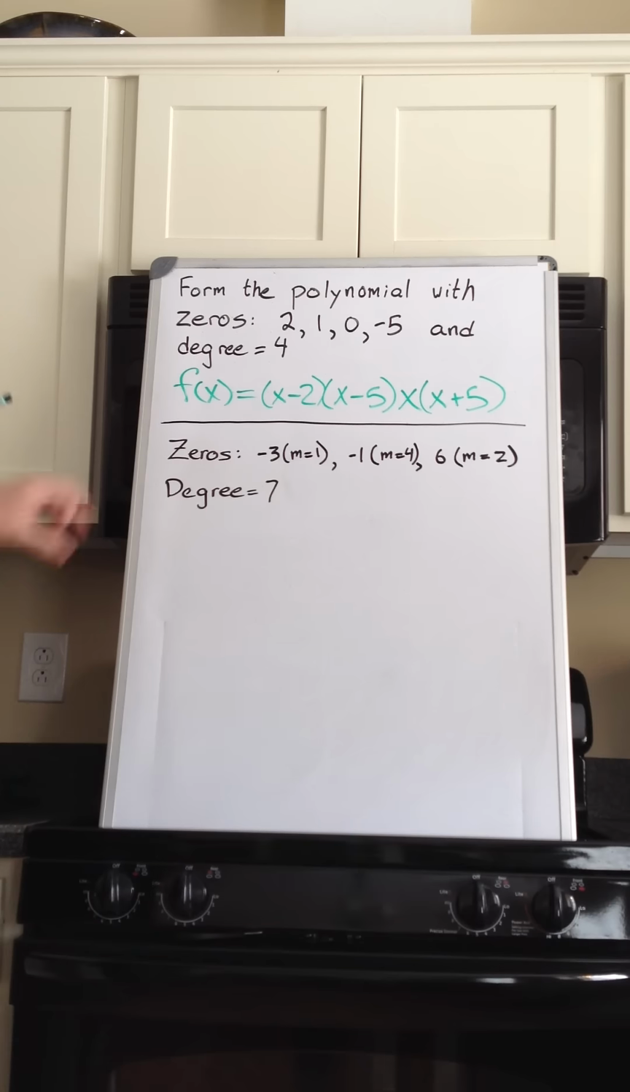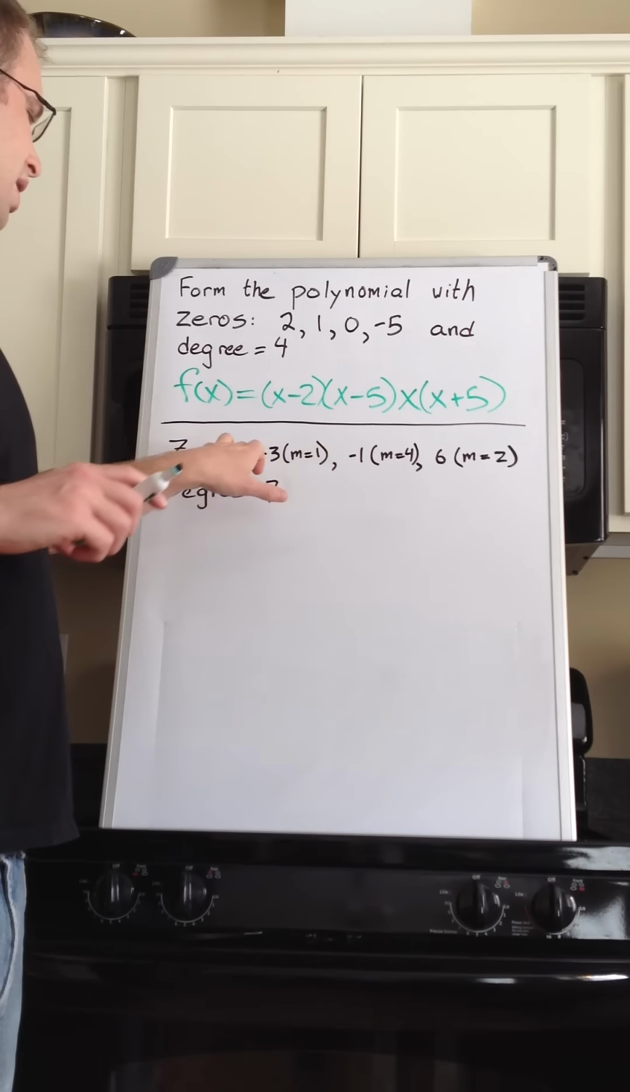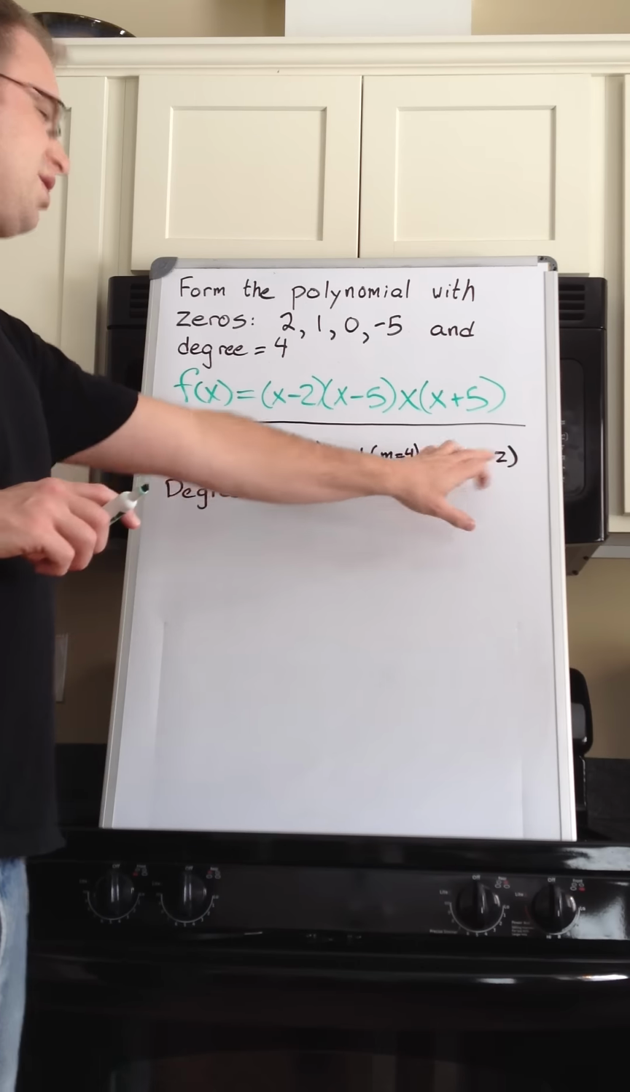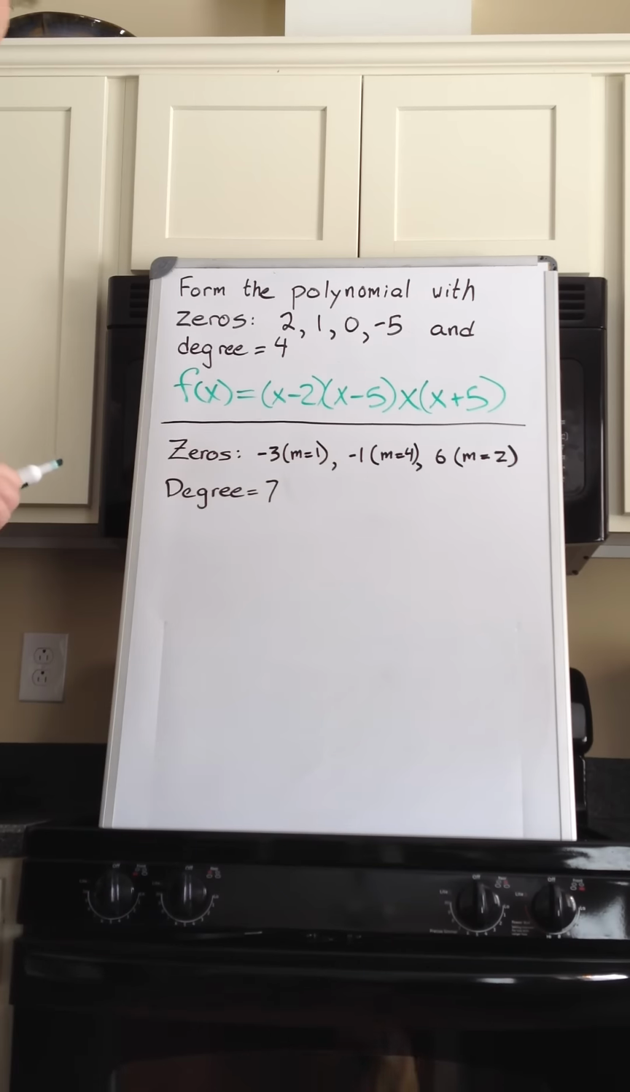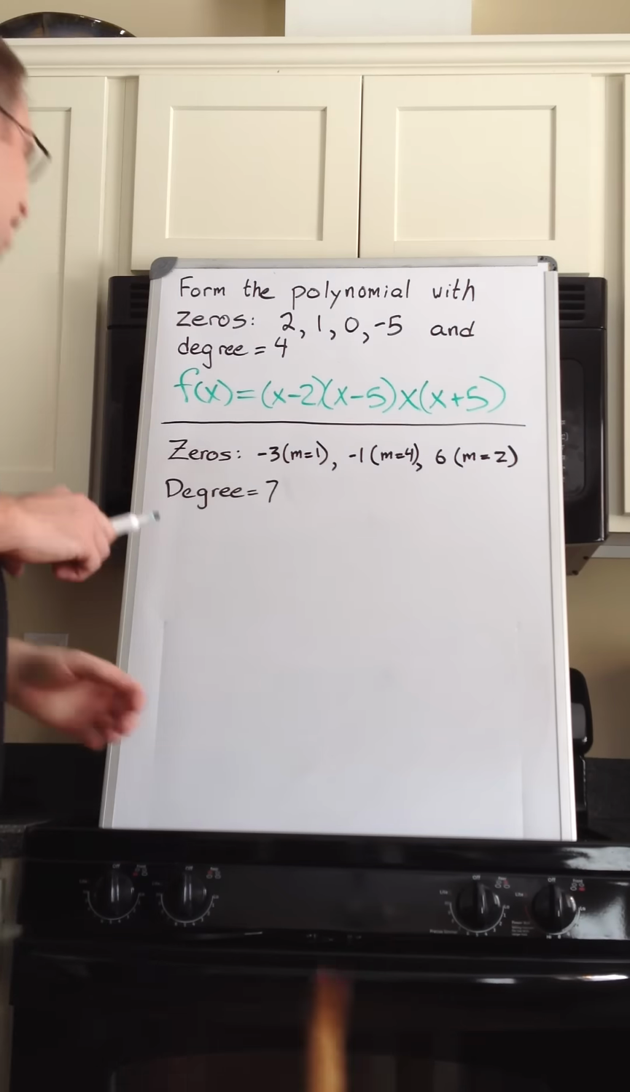Okay, we have a similar problem right here. It's giving us the zeros, negative 3, negative 1, and 6, and it's also giving us the multiplicity of each one of these zeros.